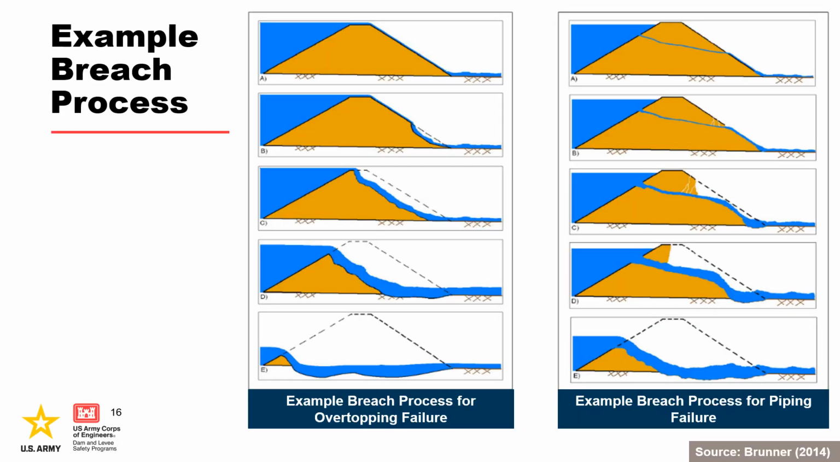The breach process for overtopping and internal erosion are described by Bruner 2014 as it relates to dam break modeling using HEC-RAS. The figure on the left is for an overtopping failure. Overtopping erosion and head cutting will begin to occur on the downstream side and progress through the crest. A similar process is observed locally with piping failures and globally at the advanced stages when overtopping is common. The figure on the right is for a piping failure.